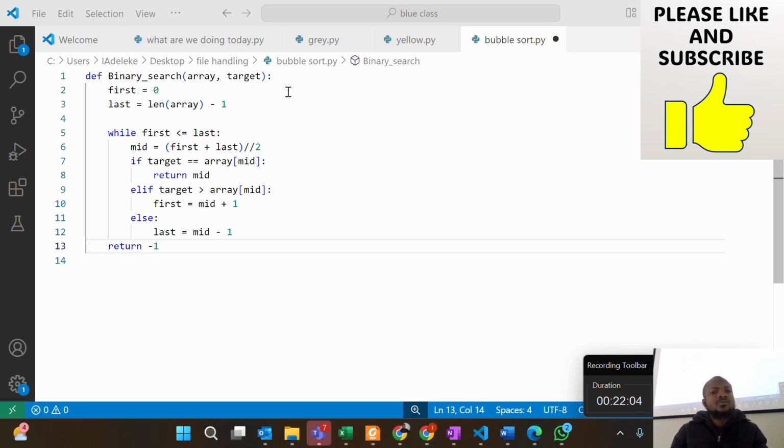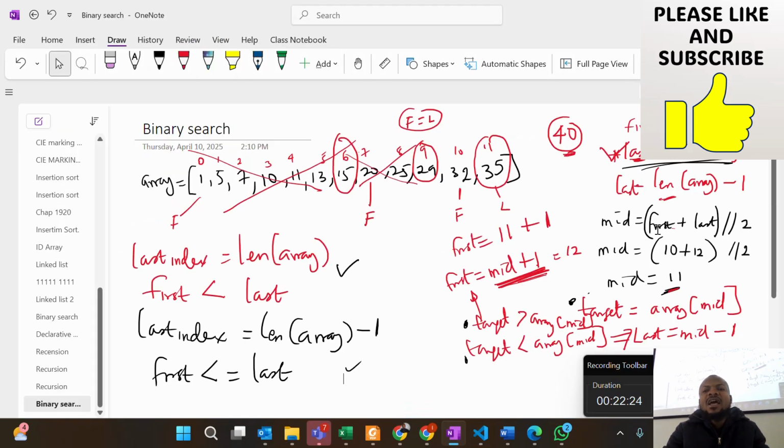Is that understood? If you have passed first and last as parameters, you don't have to do this because the values have been passed. So you don't have to re-initialize first as 0 and last as something. Is that understood? So don't forget that according to my last illustration, I kept finding the middle value as long as the value is not found. That means the middle value must be in the while loop, isn't it? Because I kept doing that.